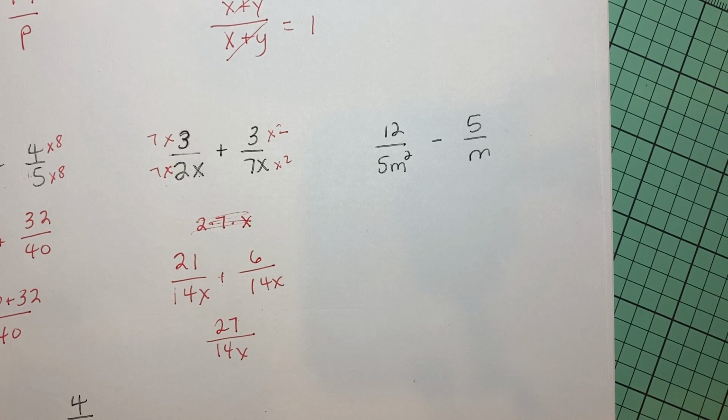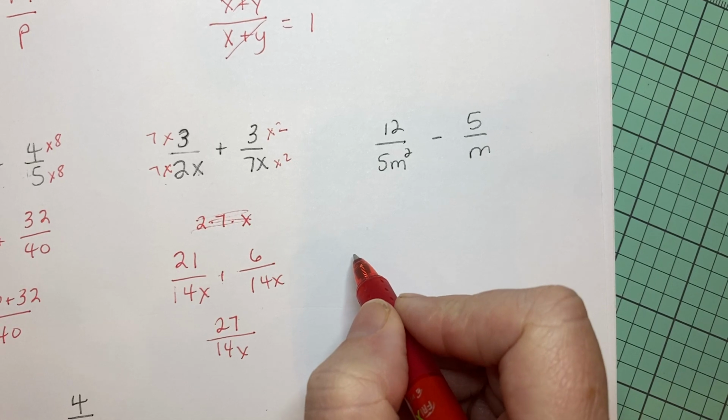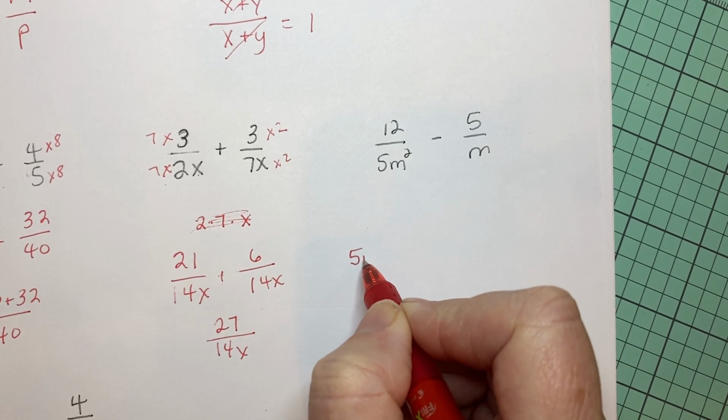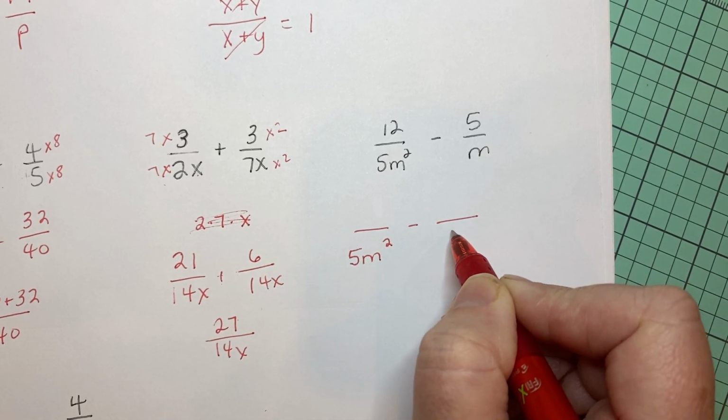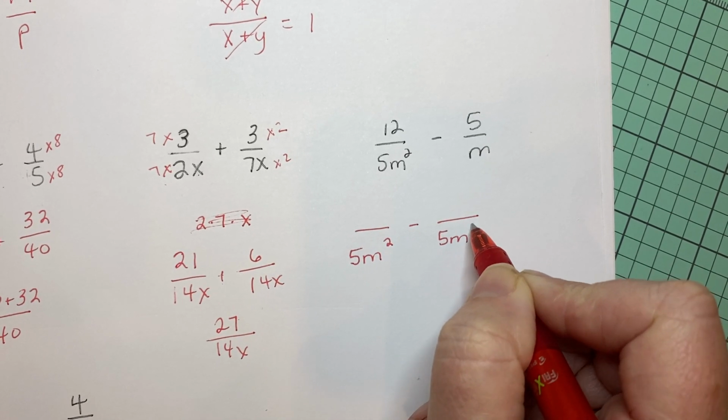Okay, let's look at this next one. Now we just have one number, 5, but we have an m squared and an m. Our common denominator is going to be the 5 and then the m squared. When we're factoring out a common factor, we always want the smallest exponent.